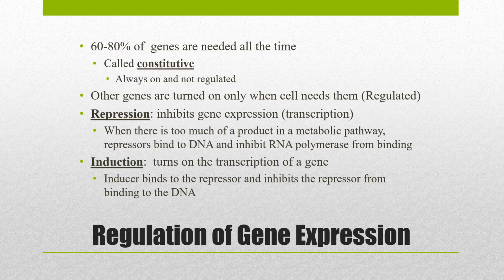So in gene expression, we need to have a way to regulate whether or not a protein is being made through transcription and translation, because we don't always want a protein to be made. Sometimes those proteins are needed to be made all the time. What we call that is constitutive. That means that the gene is always on and it is not regulated. Those proteins are constantly being produced.